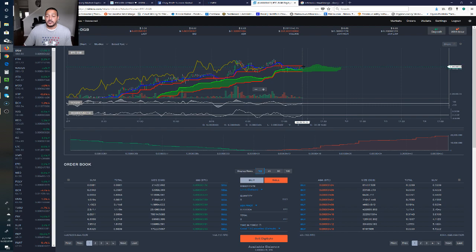And it looks like it's crossing back up. The momentum indicator is showing up, and the CCI is going up. That means I'm not going to sell. I'm going to keep it as is.